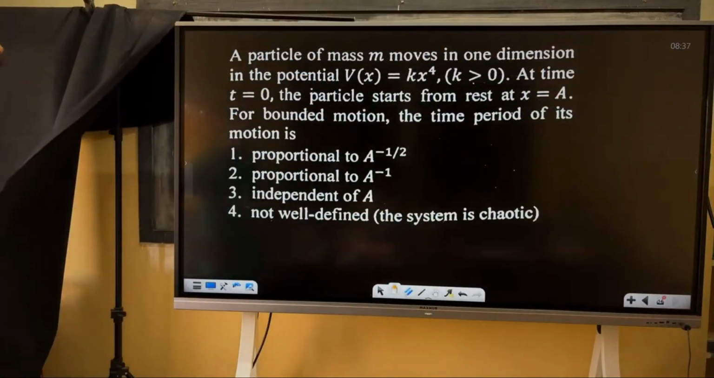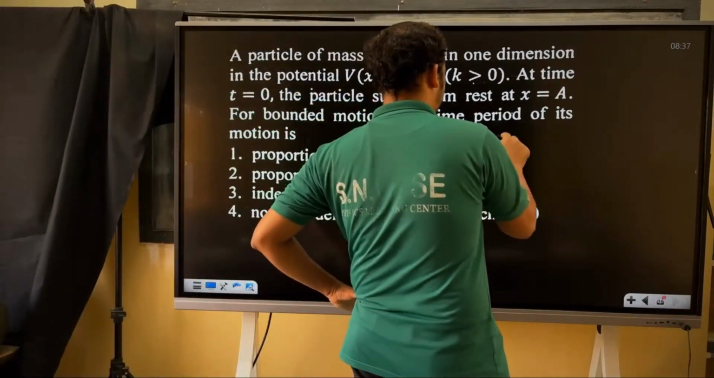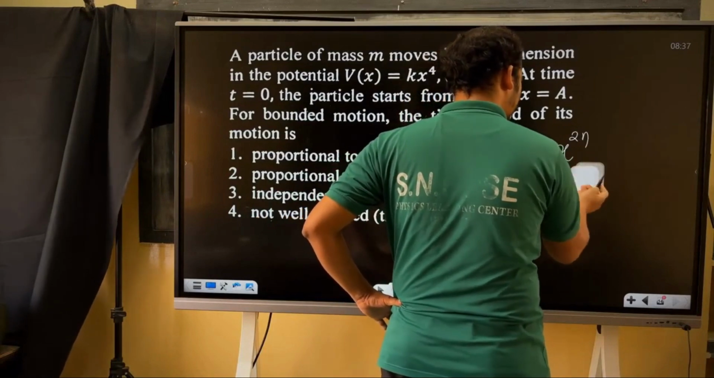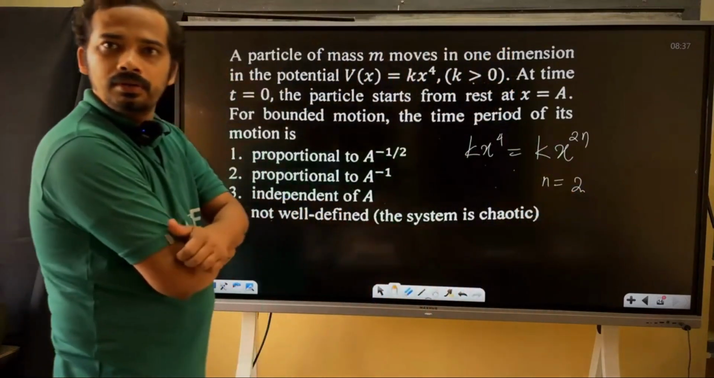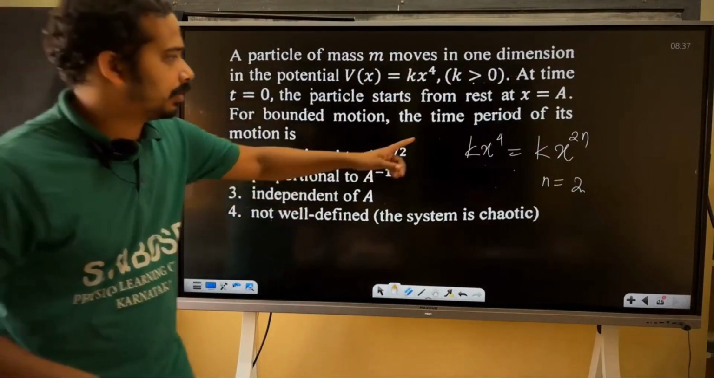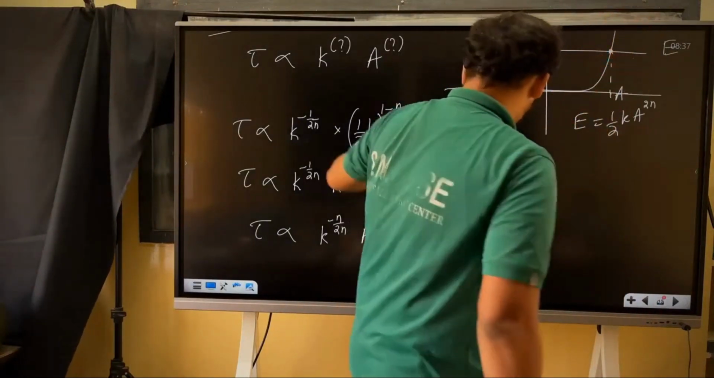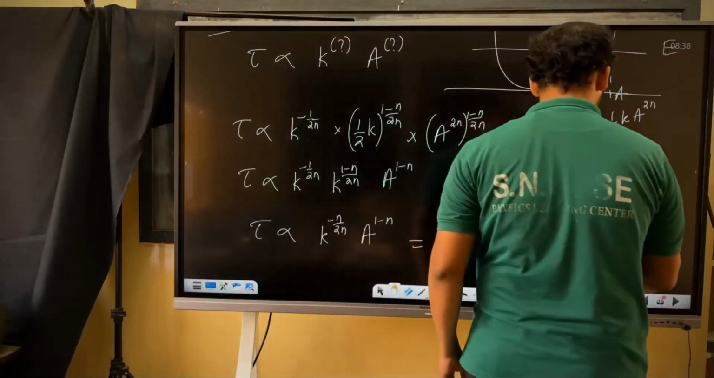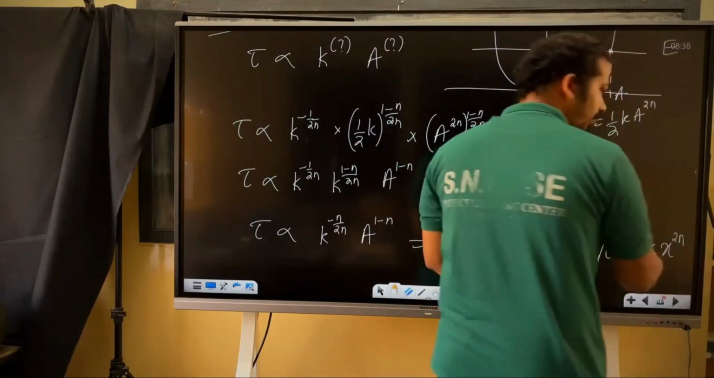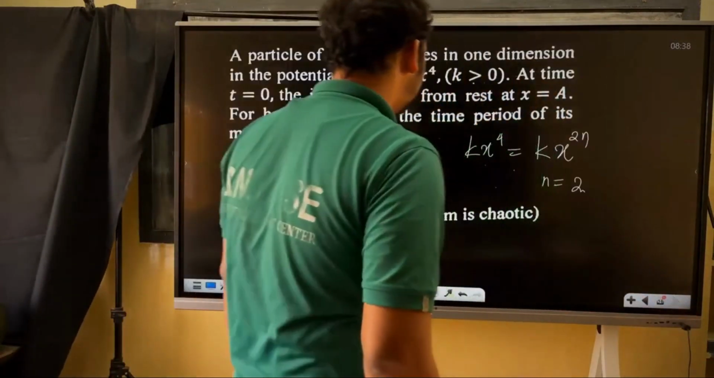Kx raised to 4 at time t equal to 0 particles. Okay, kx raised to 4, you should write it as kx power 2n. What is n? 2 here. Be careful, in that problem we wrote x power 2n, we took the potential as x power 2n. For the potential, V of x is equal to half k x power 2n. Half you don't have to worry, that's a constant. So that's why n is equal to 2 here.